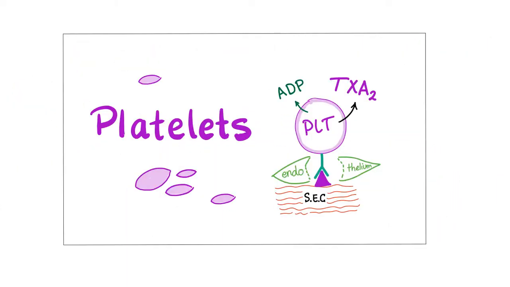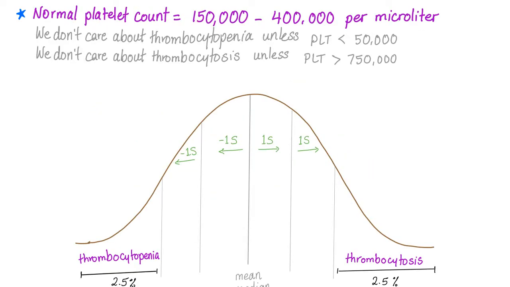Here is the previous video, make sure to watch it before this one. I've told you that the normal platelet count is 150,000 to 400,000. Less than 150 is called thrombocytopenia. More than 400,000 is called thrombocytosis or thrombocythemia. But we don't care about thrombocytopenia unless platelet count is less than 50,000. And clinically, we don't care about thrombocytosis unless it's more than 750,000. So when grandma comes in and her platelet count is 600,000 with no symptoms, I just send her home. Don't worry about it, provided that everything else is normal.